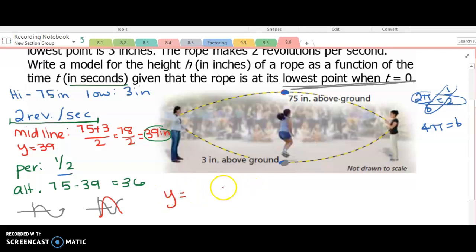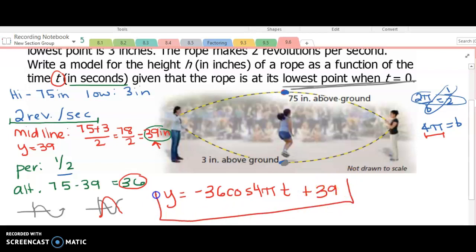So y equals, we're going to use negative cosine, but first we want our altitude, which is 36. So negative 36 cosine. Now our b is 4 pi, so 4 pi, and we're doing as a function of t. Then our midline is 39 inches up, so plus 39. Here would be the equation to model this scenario.